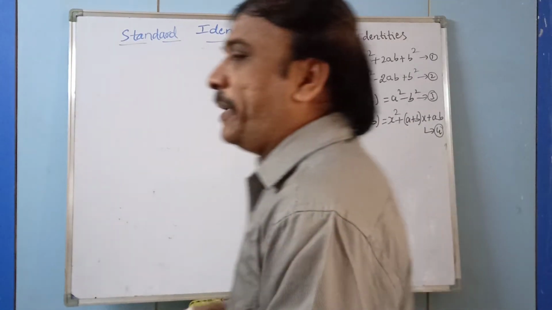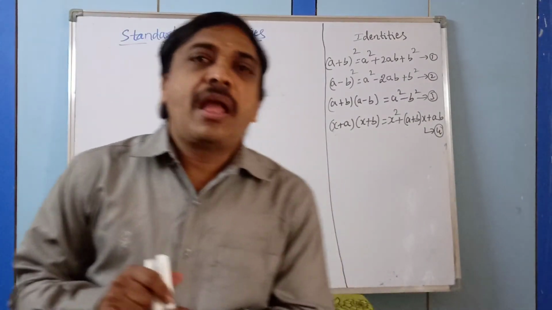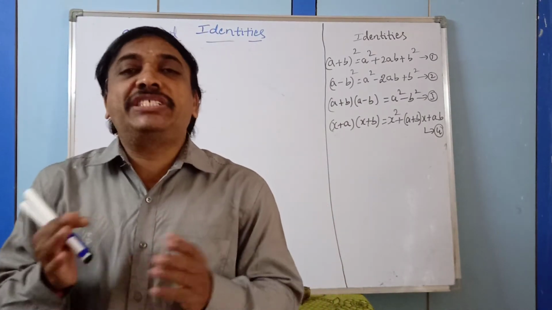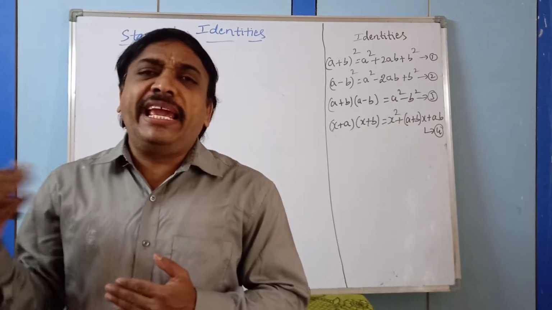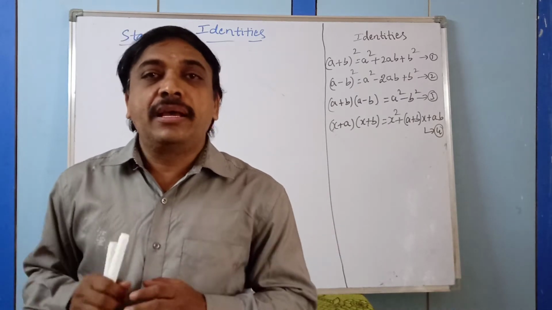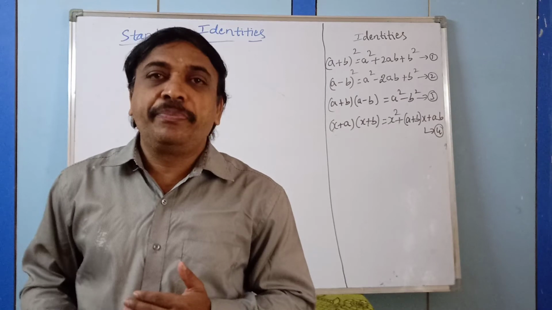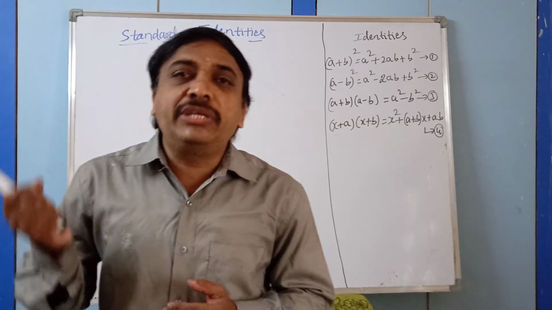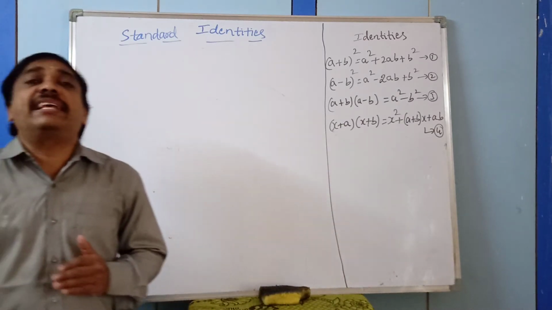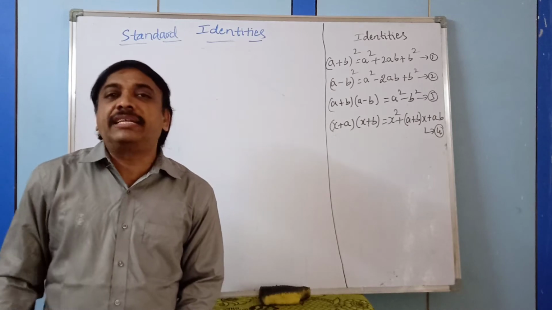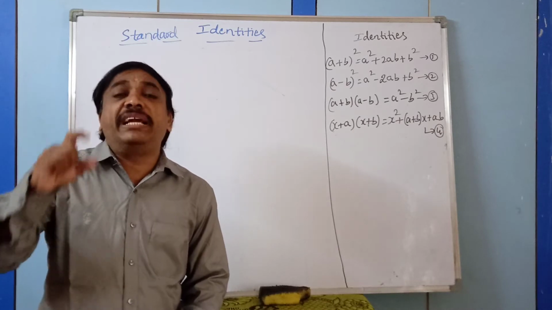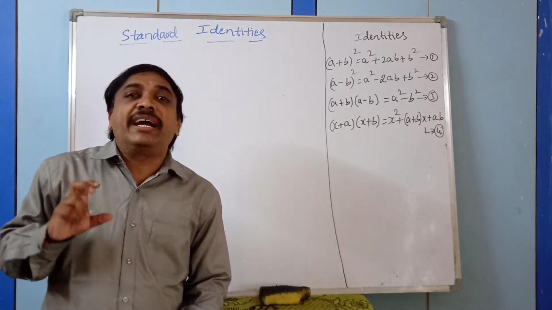Now we enter into the other topic, that is about identities. Identity means an equation which gives equal value on both sides, LHS and RHS. When you give a value for the variable, when it simplifies, you get the same result. For any value you give for the variable, it satisfies the same. That is called an identity.